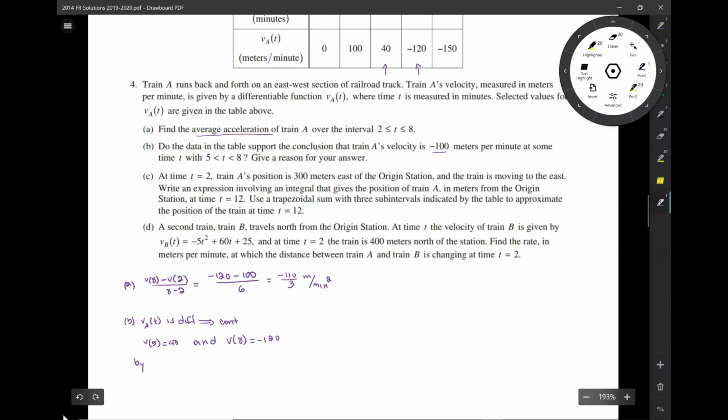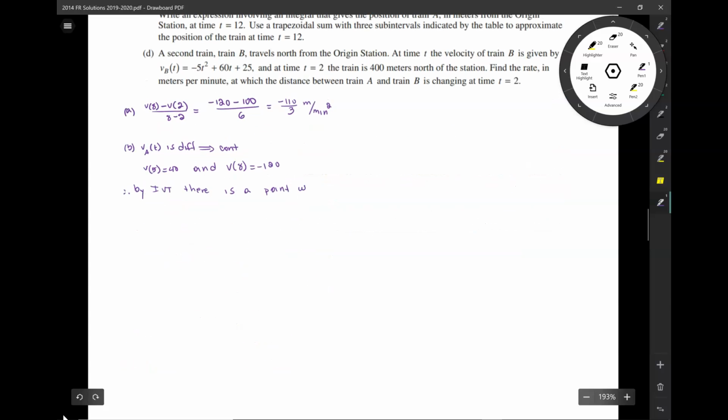I'm sorry, I said mean value theorem before. It's by the intermediate value theorem, right? So therefore, by the intermediate value theorem, there is a point where v of t is equal to negative 100 over the interval 5 to 8.